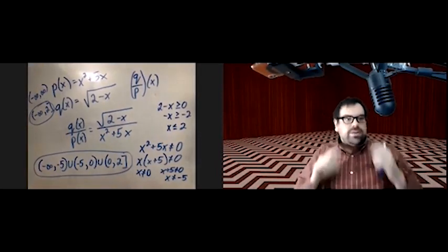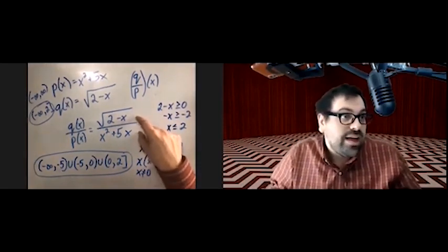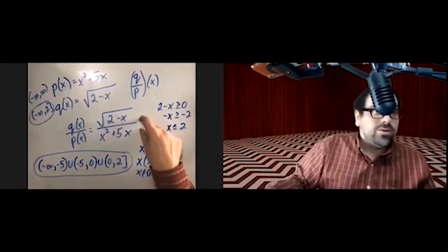Why is it important to figure that out? Because it's not enough to know this part. The question said, find the function and write the domain in interval notation.